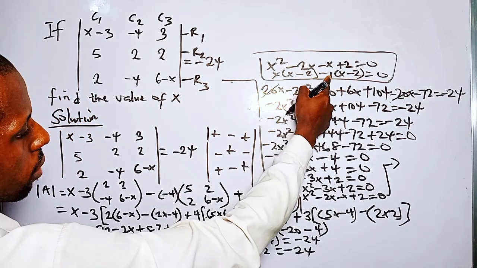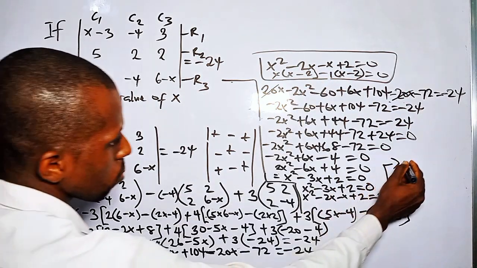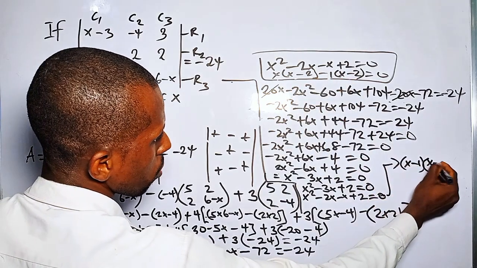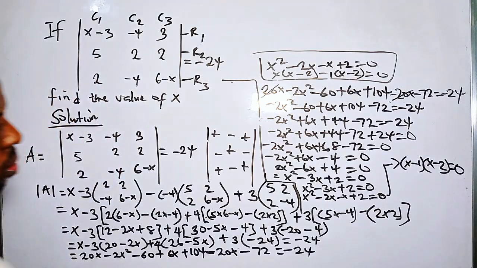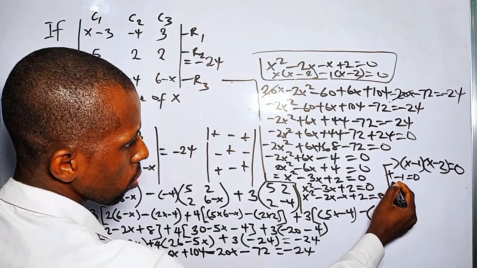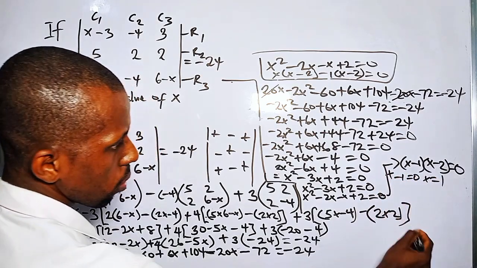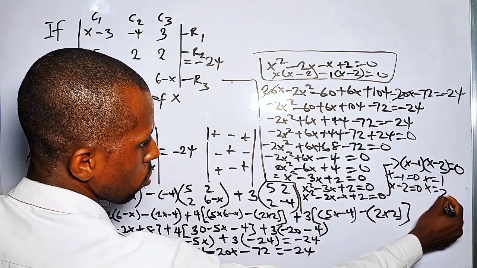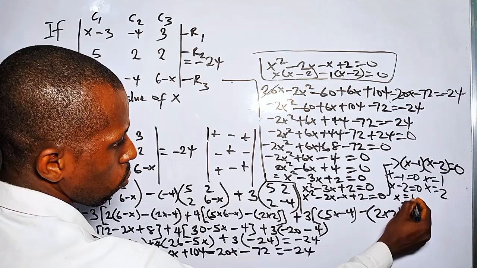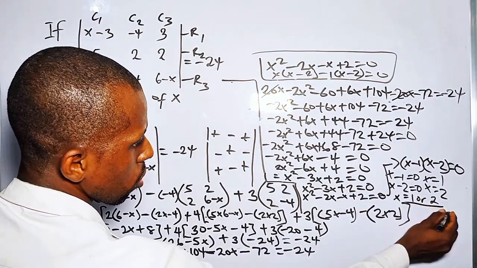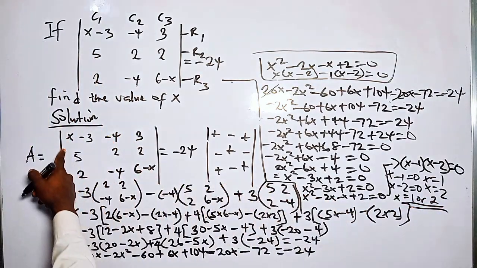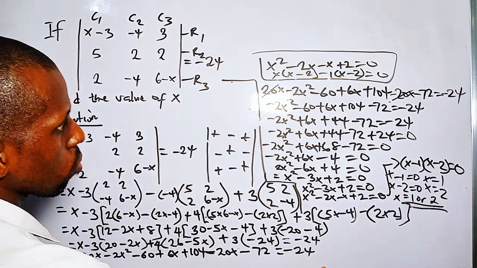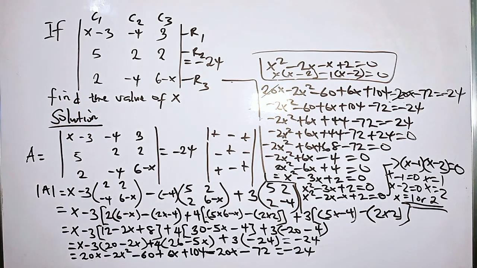So we have x minus 1 equals 0 and x minus 2 equals 0. That means x equals 1, and for x minus 2 equals 0, x equals 2. So x equals 1 or 2, which means the value of x in this matrix can be 1 or 2. Thank you very much.